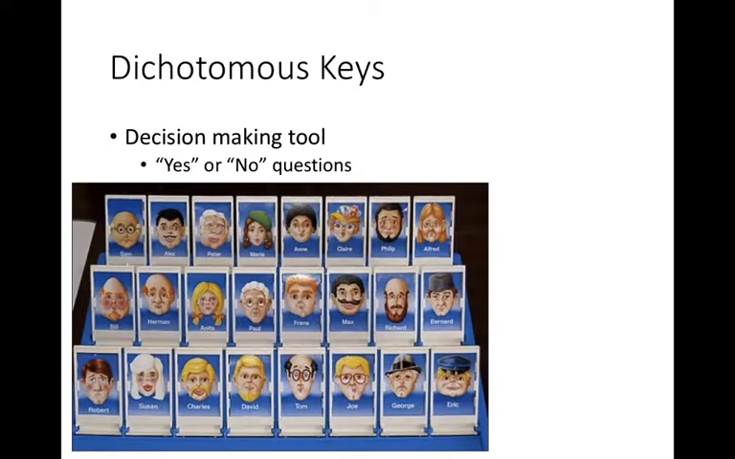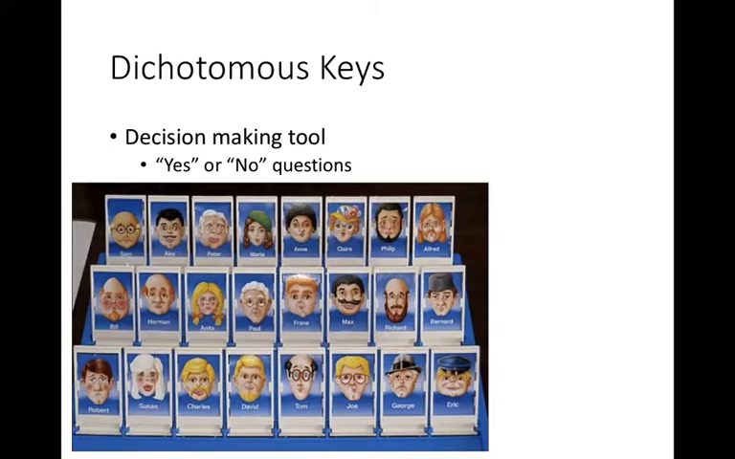Now, many of you may recognize this game board right here. This is the classic game Guess Who, in which you have a number of different faces, 24 in total, and each of these individuals on here has a special group of characteristics that helps to differentiate them from all the other members on the board. So let's take a look at an example of a dichotomous key using this game Guess Who.